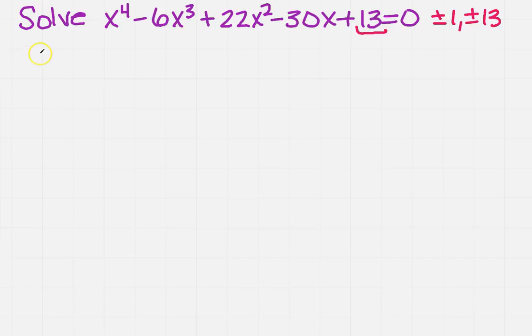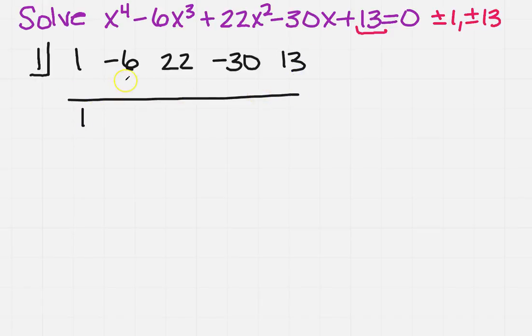So we're going to use synthetic division because it's x to the 4th. I need my leading coefficient, so I've got a 1, minus 6, 22, minus 30, and 13. So I'm going to go ahead and bring the 1 down. I get 1, I get minus 5. Multiply those, I get minus 5. And then I get 17. Multiply those, I still get 17. I add those together, I get minus 13. I multiply, I get minus 13. And look at that. 1 works right off the bat.